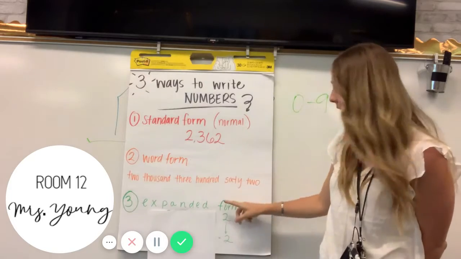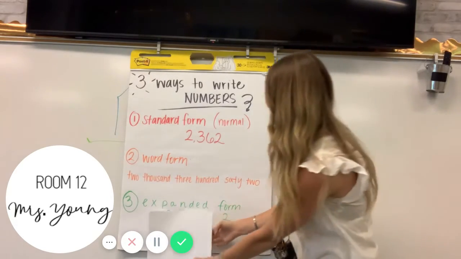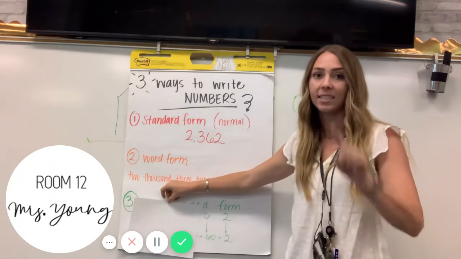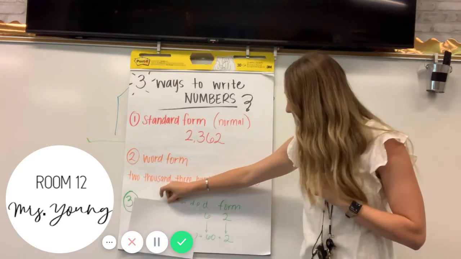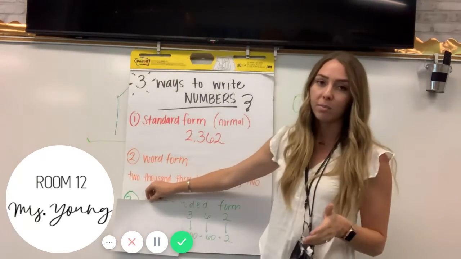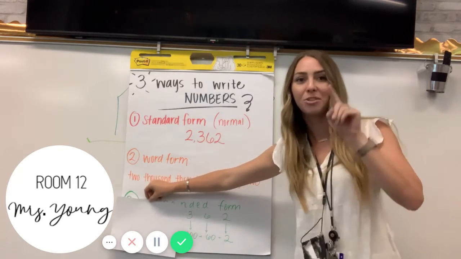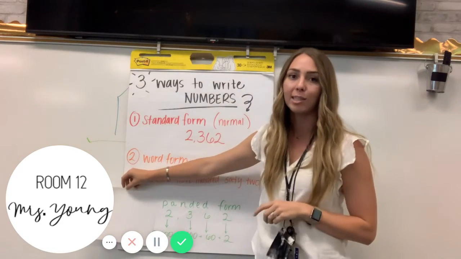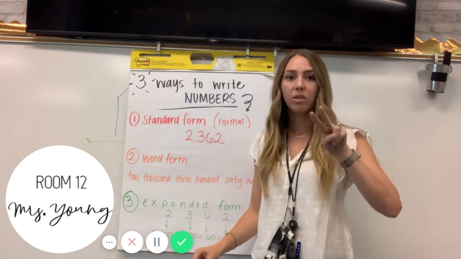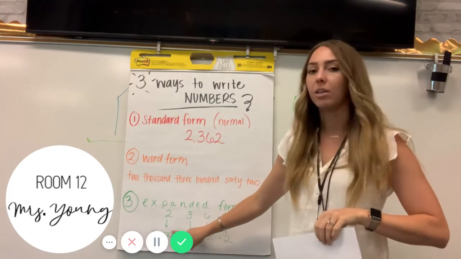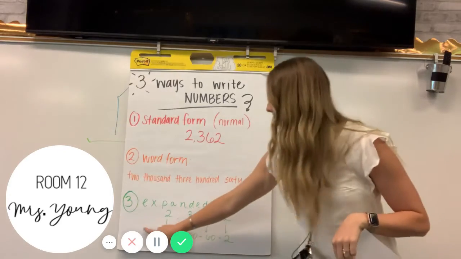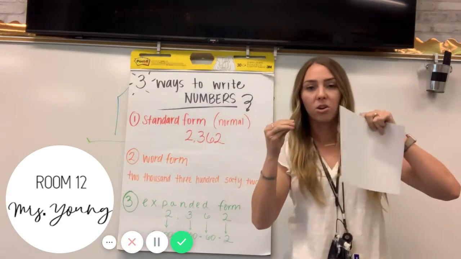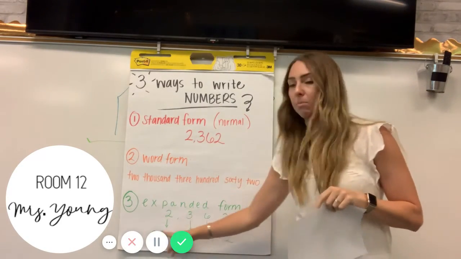The 2 in the ones place is just a 2. The 6 in the tens place is 6 tens. 10, 20, 30, 40, 50, 60. The 3 in the hundreds place is 3 hundreds. 100, 200, 300. And the 2 in the thousands place is 2 thousands. 1,000, 2,000. You write all those out separately and you put a little plus sign in between them. And this right here is called expanded form. How we took this number and we stretched all the values out and made it into expanded form.